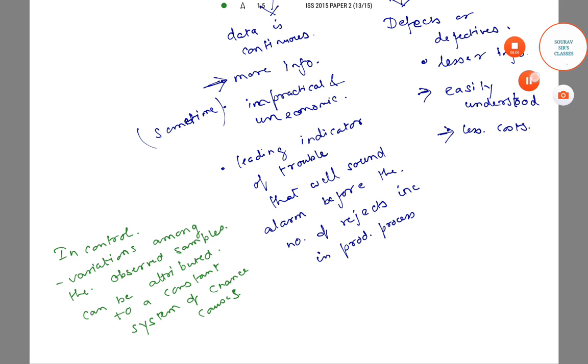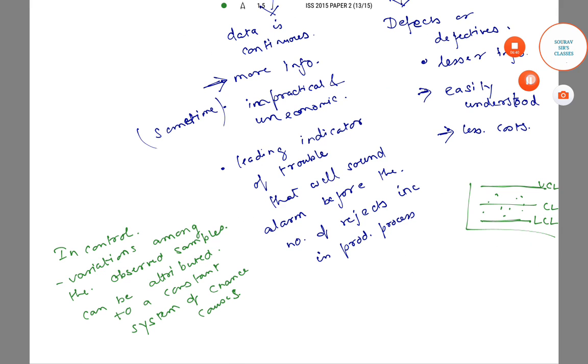And while graphically representing it, if the observations are below the upper control limit and above the lower control limit, that is, they are between the control limits, then the system is said to be in control.